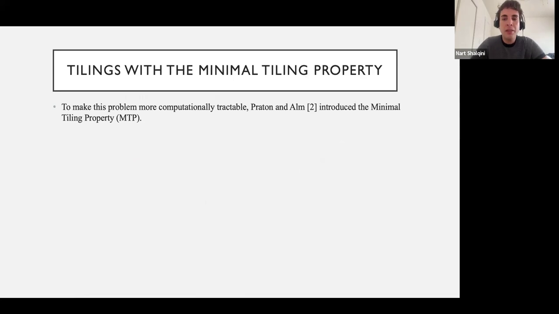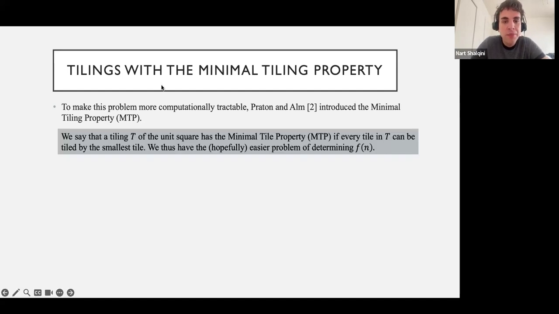So in order to make this, we first began by trying to look at the patterns of tiles with n squares. So we had to write software programs for those. And in order to make the problem more computationally tractable, both in order to use some number theory and in order to be able to program some software, my advisor and his collaborator introduced the minimal tiling property, which I'll refer to as MTP moving forward.